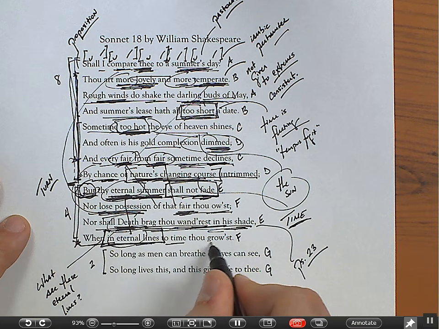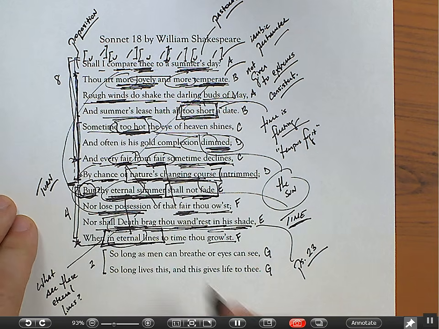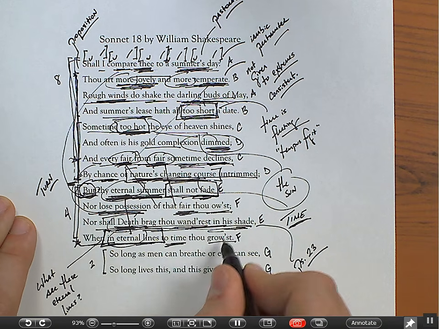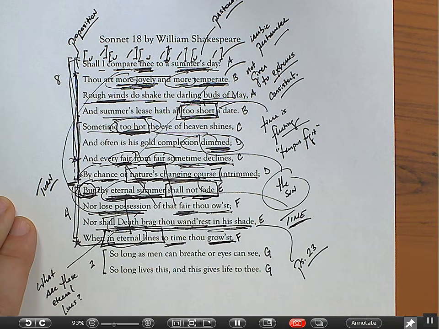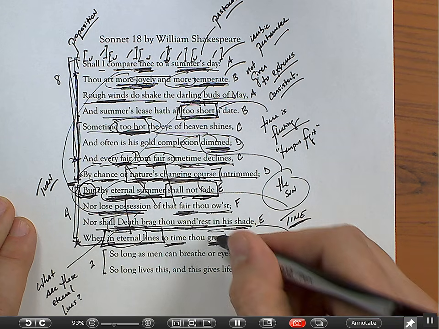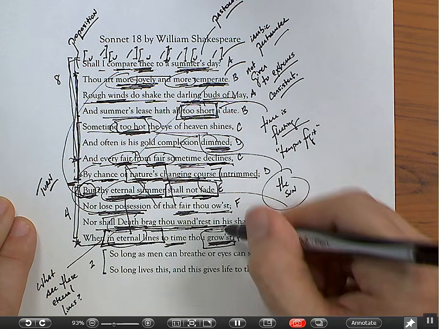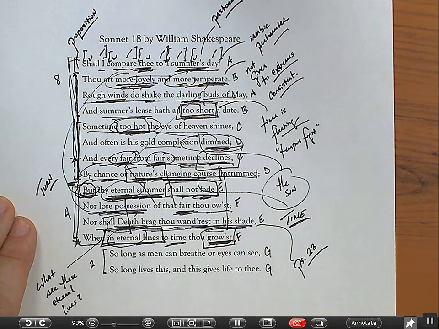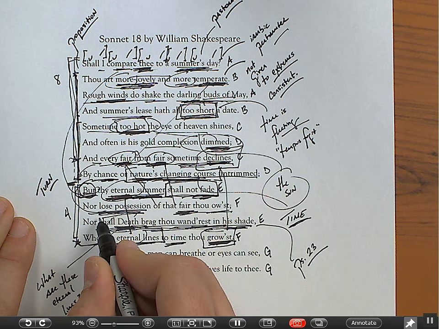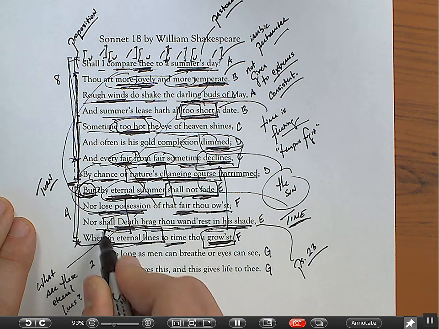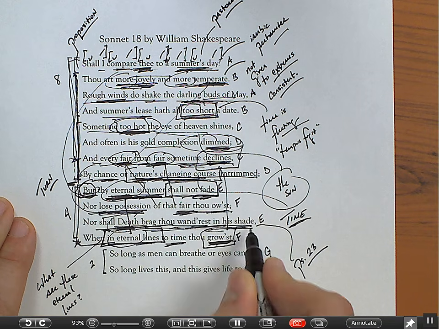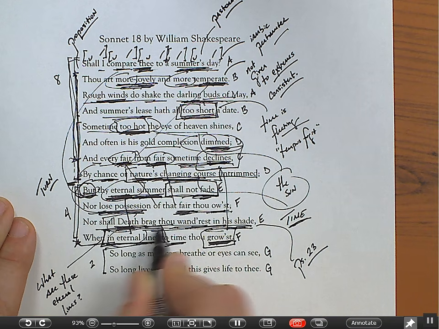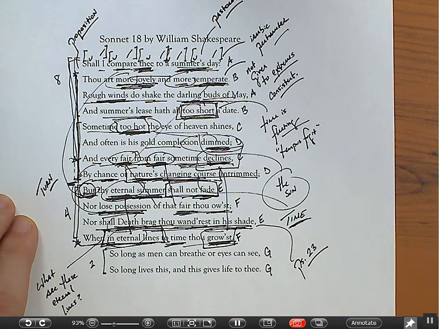To time thou growest. That as time moves, her beauty, her loveliness will only grow. It won't decline. Every fair from fair sometime declines, but here he says, you will not lose possession of that fair. Death shall not brag that thou wanderest in his shade, when in eternal lines to time thou growest. So you see his argument here.